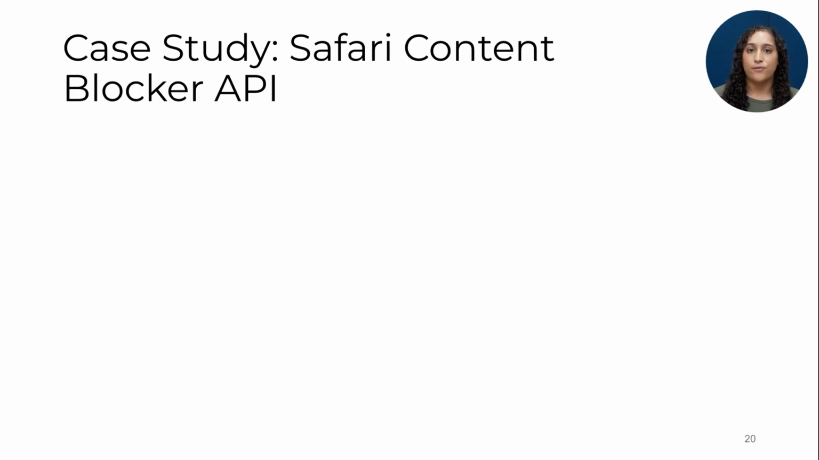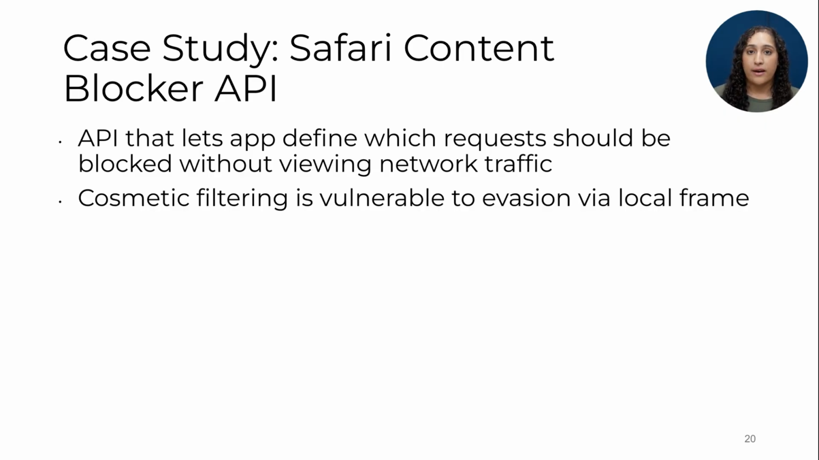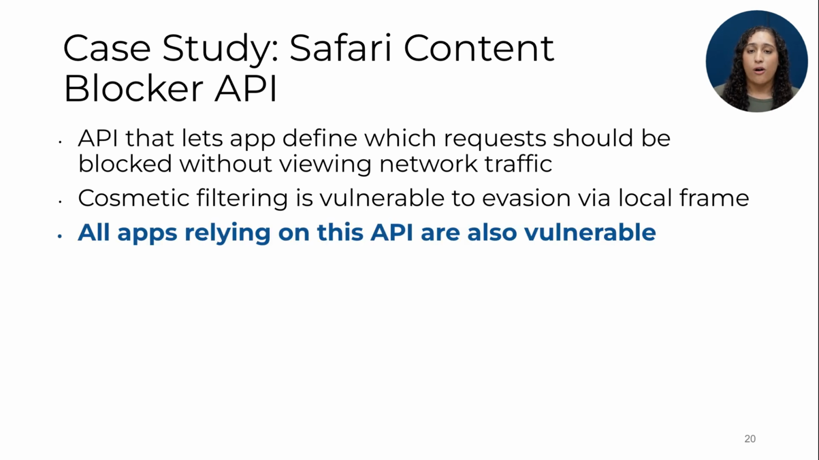The next case study is the Safari Content Blocker API. This API was introduced by Apple. Apple was concerned about apps being able to view network traffic, but they still wanted to allow content blocking apps, such as on iOS and Safari extensions. And so Apple created this API that would let these extensions define their own filter rules, but then Apple would actually enforce them. We found that this API was vulnerable to evasion for cosmetic filtering. And so this means that all of the apps that were relying on this API were also vulnerable. And so this could have significant downstream effects.